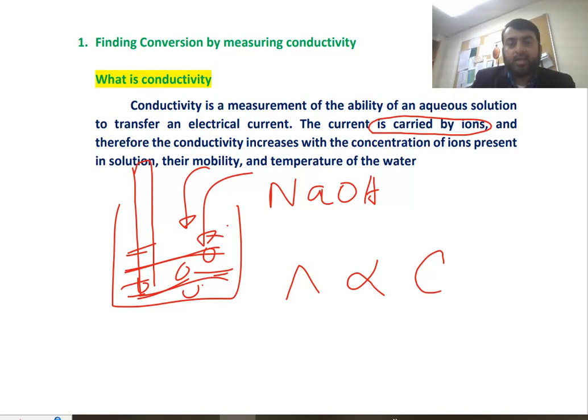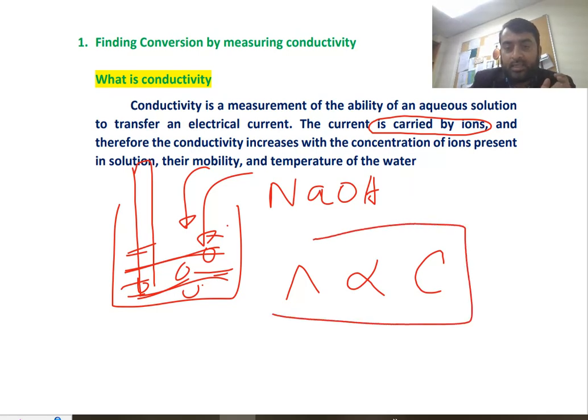Interestingly, conductivity is found to be linearly proportional to concentration. So as we increase concentration, conductivity increases linearly. If you double the concentration, conductivity will double.